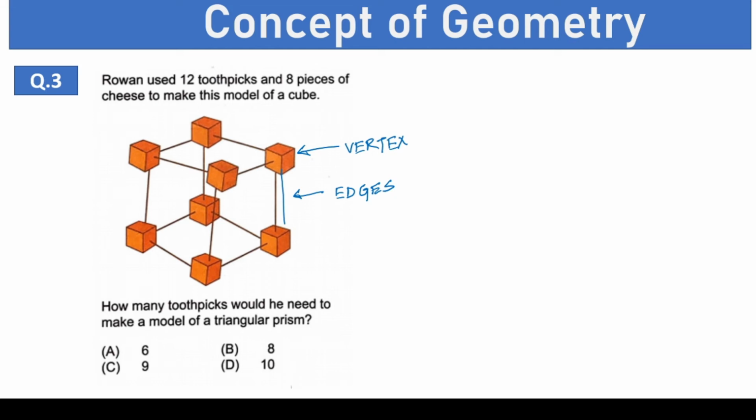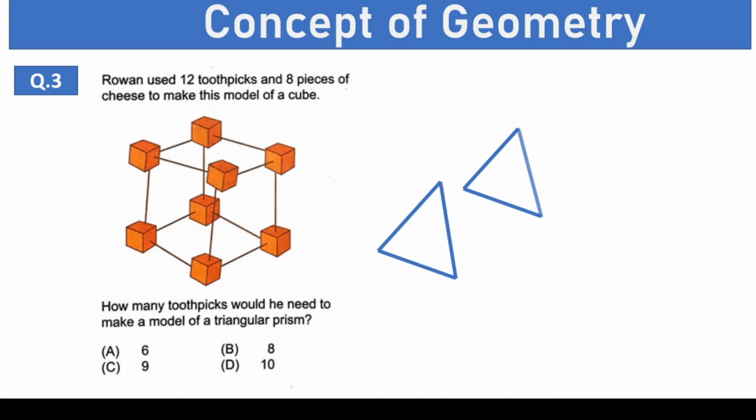Hence, to make a triangular prism, we need to draw two parallel triangles like this, and then joining these triangles are three more lines. Hence, the number of edges are the lines joining the faces. So, here is 1, here is 2, here is 3, here is 4, 5 and 6, 7, 8 and 9. Hence, 9 toothpicks are required. That means there are 9 edges to a triangular prism.